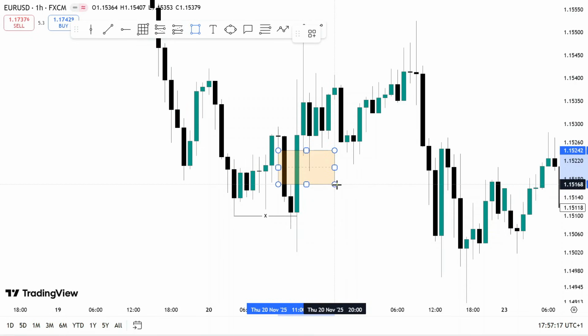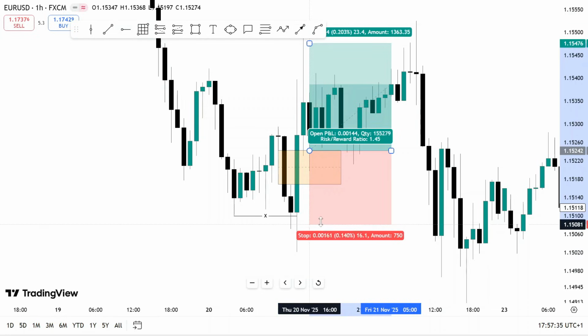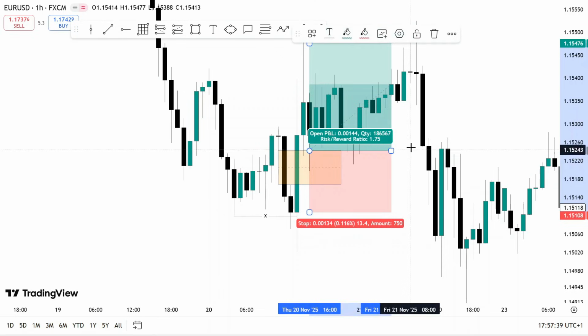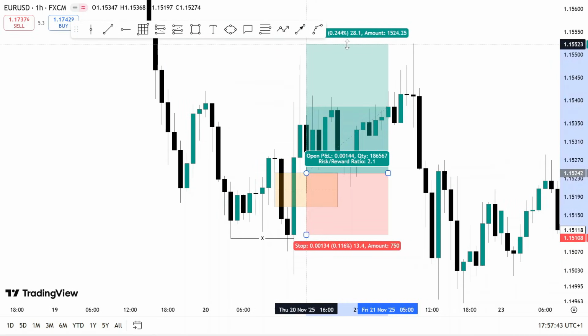That overlap becomes our entry zone. We take our entry from there, place the stop loss just below the swing low, and target a 1 to 2 risk-to-reward ratio. As you can see, price cleanly reached the 1 to 2 target.